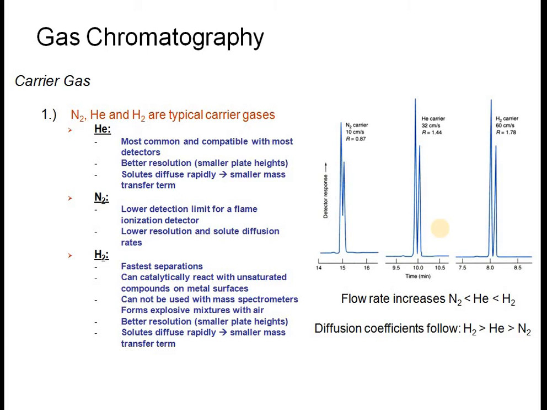As the flow rate is increased for nitrogen, helium and hydrogen, the hydrogen diffusion coefficient is so high. So when the flow rate is high, the diffusion coefficient is also high. So hydrogen is better in this.